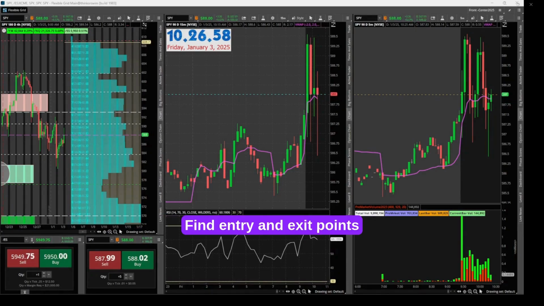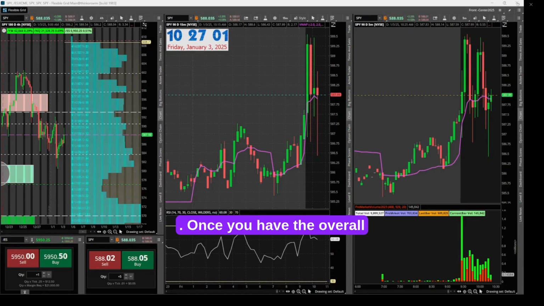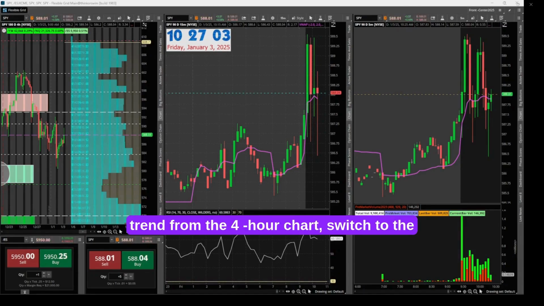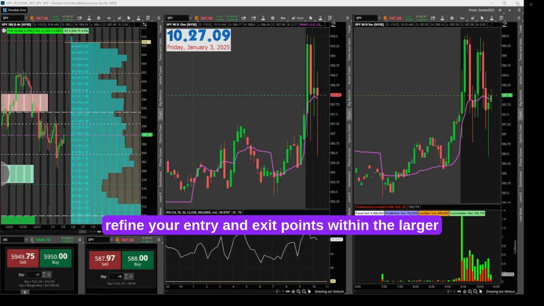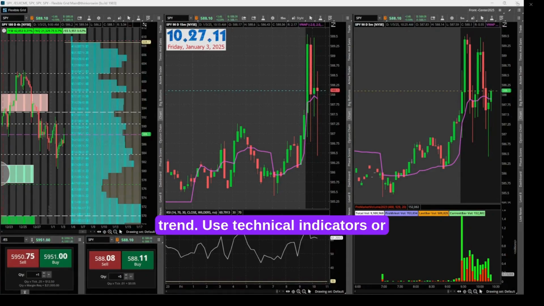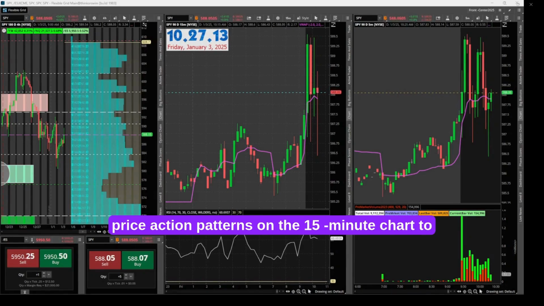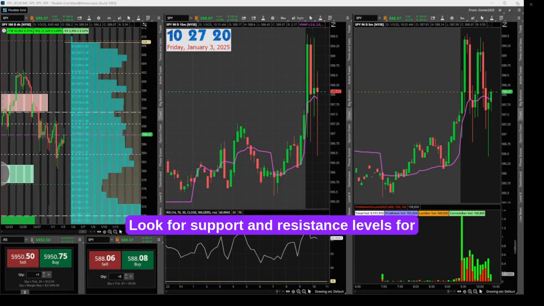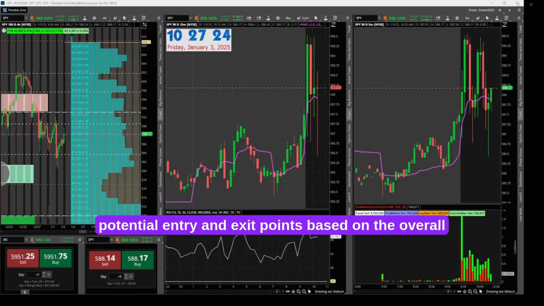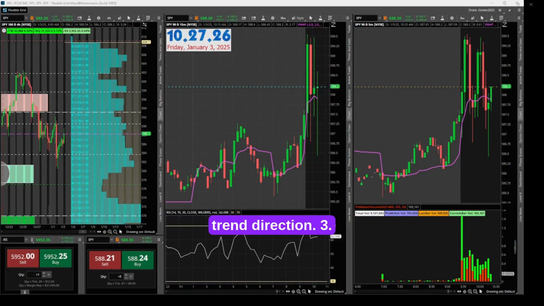2. Find entry and exit points, 15-minute chart. Once you have the overall trend from the 4-hour chart, switch to the 15-minute chart. This time frame helps you refine your entry and exit points within the larger trend. Use technical indicators or price action patterns on the 15-minute chart to confirm the trend and identify potential entry signals. Look for support and resistance levels for potential entry and exit points based on the overall trend direction.